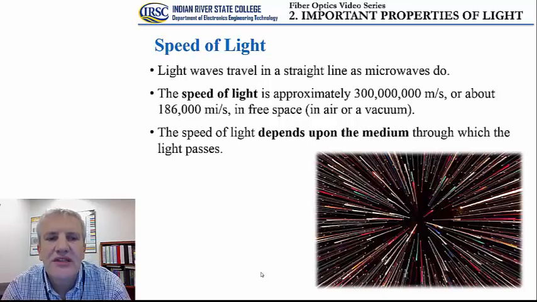It's important to mention that this is only in free space, either in air or vacuum, and that the speed of light is going to change if the light moves from one medium into another. So the speed of light depends upon the medium through which the light passes. The highest speed is the speed of light in air or in vacuum, and we are going to see on the slides that follow that light is going to reduce its speed if it passes from air or vacuum into some other medium such as water or glass, etc.